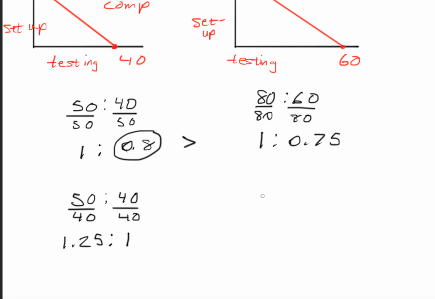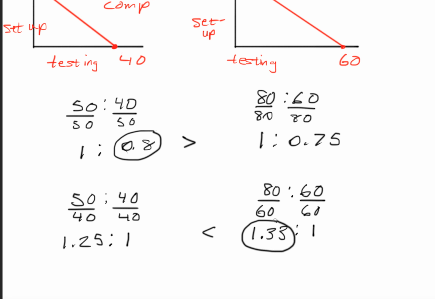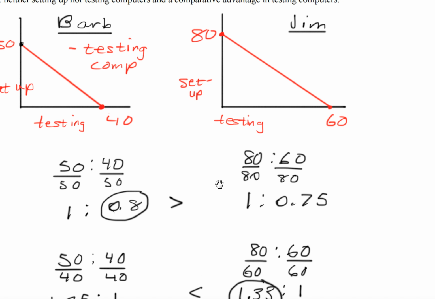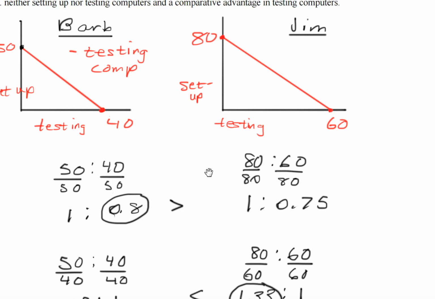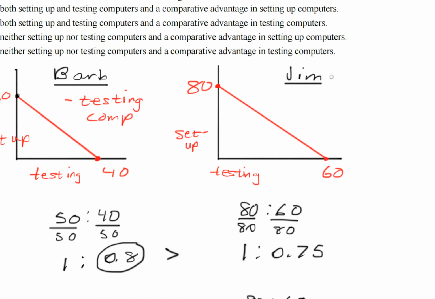Over here, we'll do 80 to 60. Divide 60 on both sides. This will give us 1. And this gives us 1.33. So over here, this is the greater value. So it is Jim who has the comparative advantage for setting up the computers.